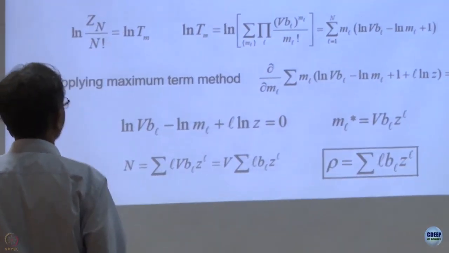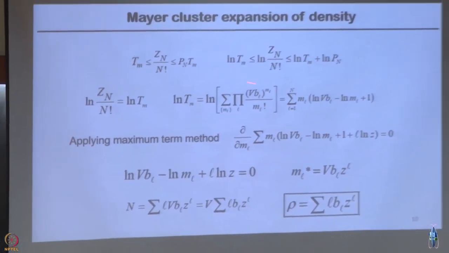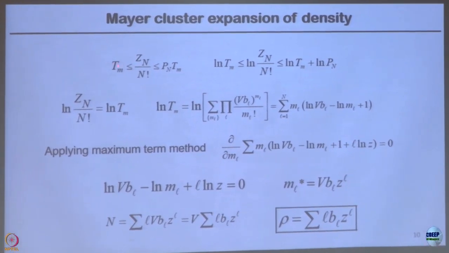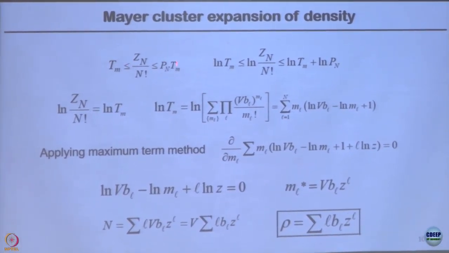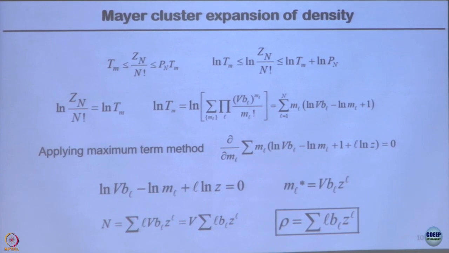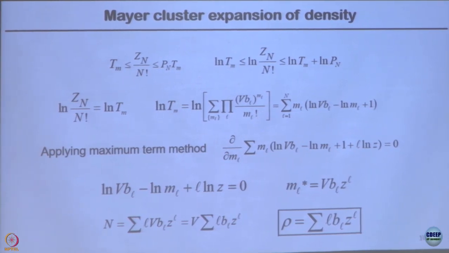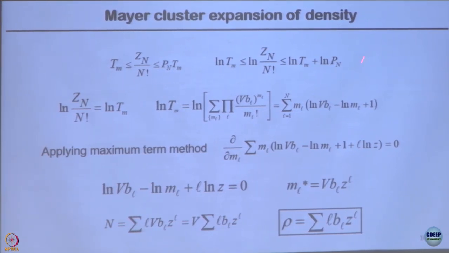So now let us do the maximum term method. As I was saying here, one can show that the maximum term method is bounded, and it is a very rigorous bound. There is this quantity Pn which is very small, and the remainder goes to 0. So now I want to replace the partition function by the logarithmic term.